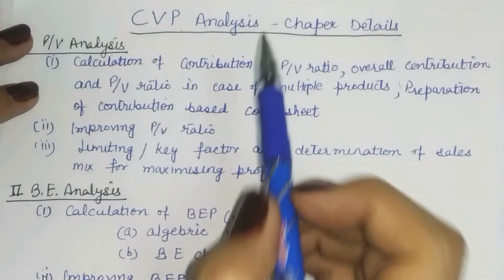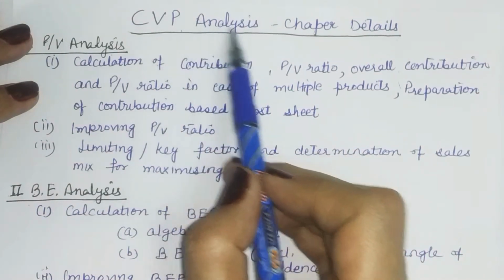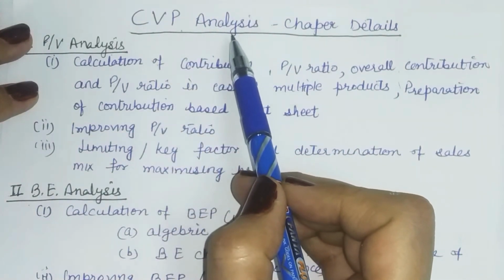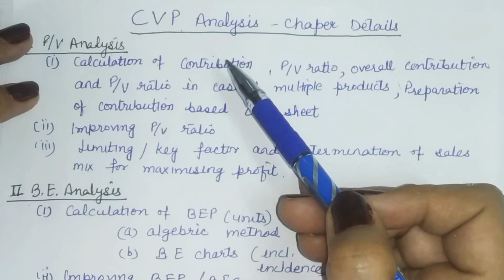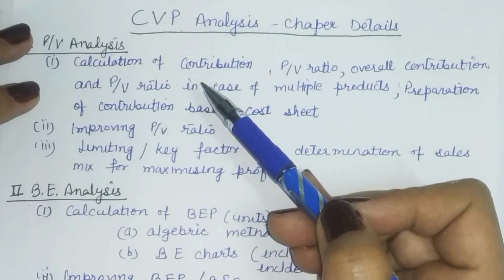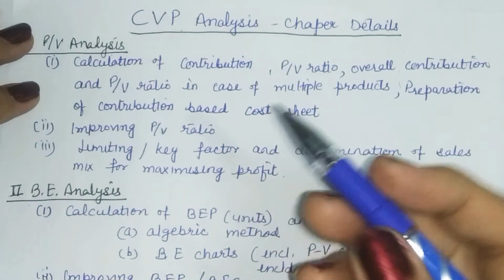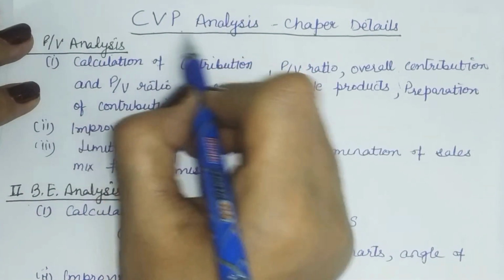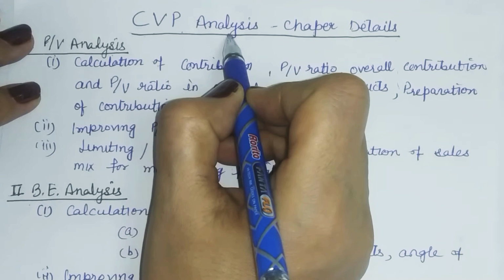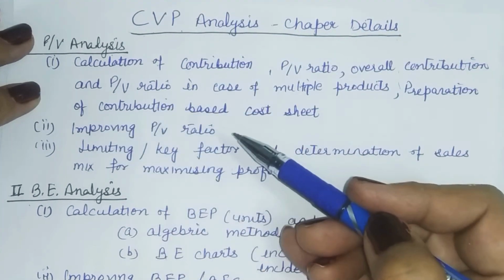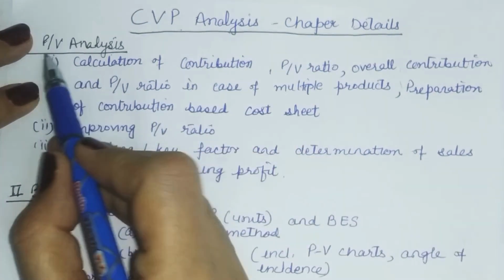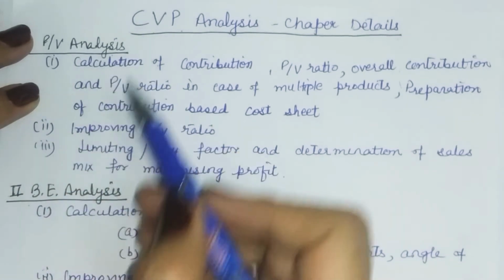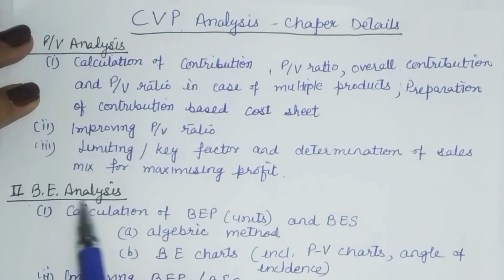So we are starting with the chapter Cost Volume Profit Analysis. Now before we start with the chapter, we need to understand what is desired from us, or what are the important components or contents of this chapter. Cost volume profit analysis can be done through two techniques, and we'll be studying both in this chapter. Number one is profit volume analysis. Another is break-even analysis.